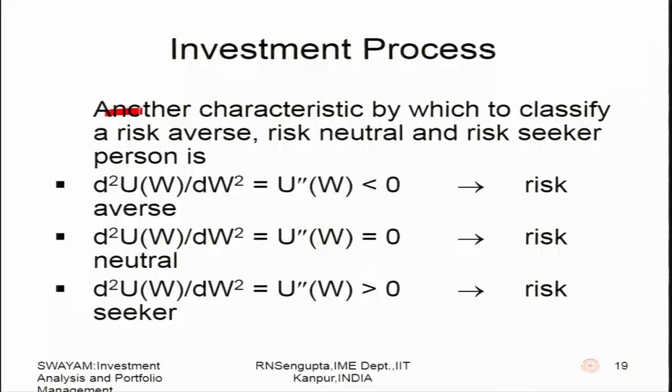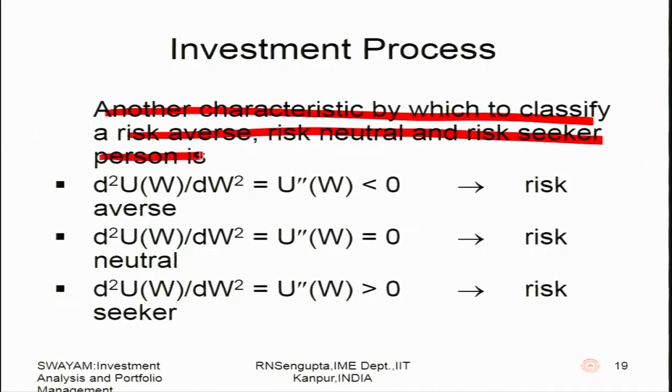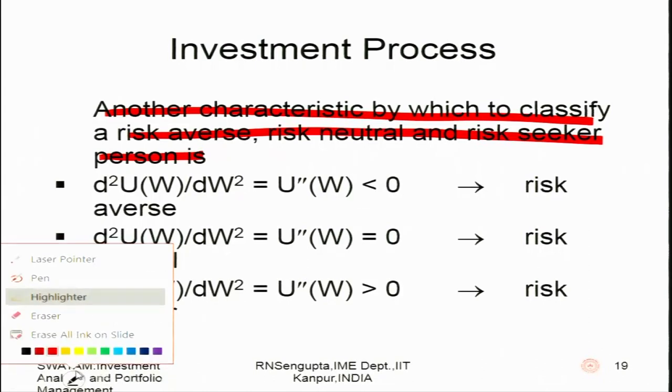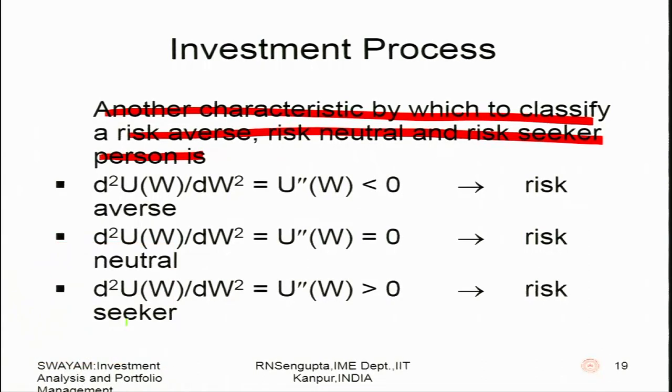Another characteristic by which we can classify a risk averse person, a risk neutral person and a risk seeking person is this. For the person who is risk averse, the second derivative would be less than 0. Why is it coming to that? Let me highlight within a few minutes.